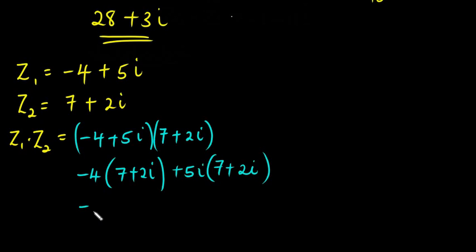We're going to have negative 28 minus 4 times 2i, so we have a negative here, so it's going to be negative 8i, and then 5i times 7 is going to be 35i, and then we have 5i times 2i. Okay, 5i times 2i. So we have i times i.